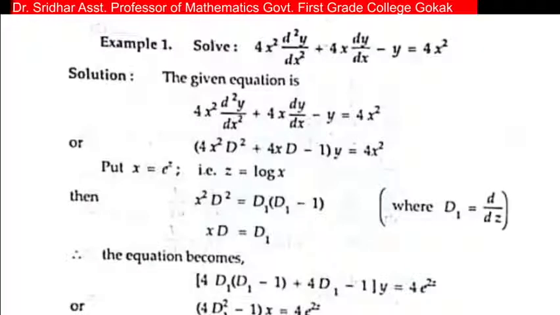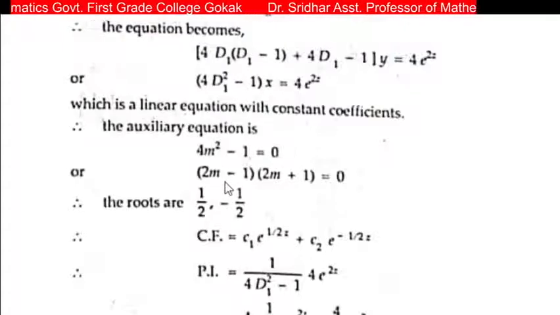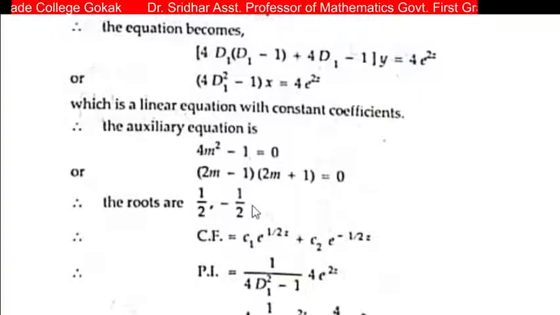Now this is a linear differential equation, where f of x is 4 e raised to 2z. So then apply that technique. Here replace this capital D1 by m. So the auxiliary equation is 4m square minus 1 equal to 0. Now this can be split as 2m minus 1 into 2m plus 1 equal to 0. Now the roots are 1 by 2 and minus 1 by 2. So the two roots are real and distinct.